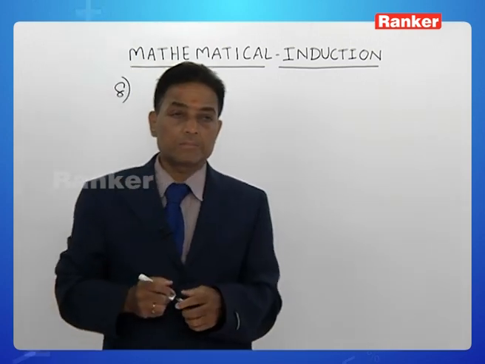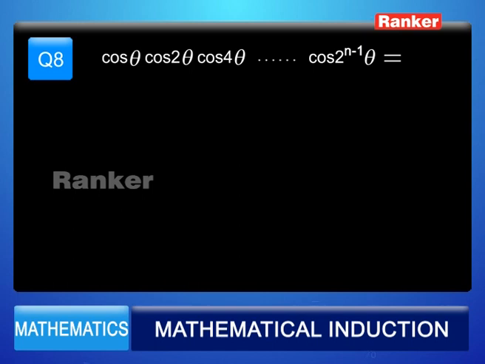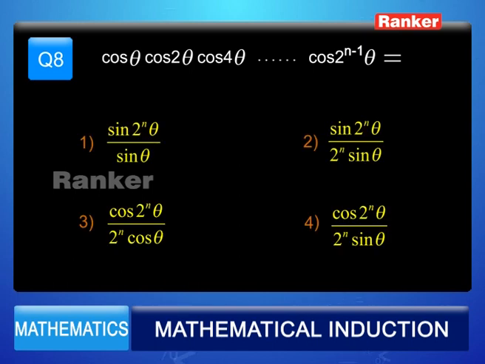Question number 8. This is based on trigonometry. Given: cos theta into cos 2 theta into cos 4 theta, and so on, up to cos 2 power n minus 1 theta, is equal to dash.